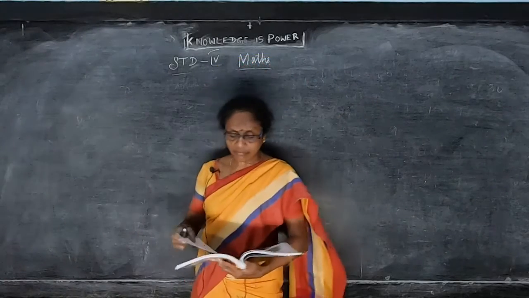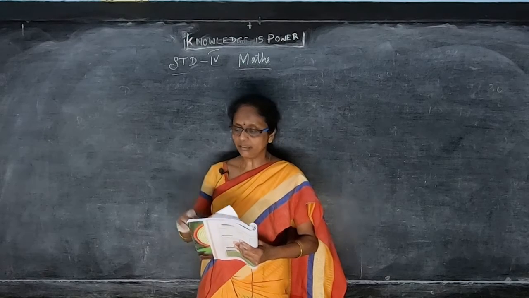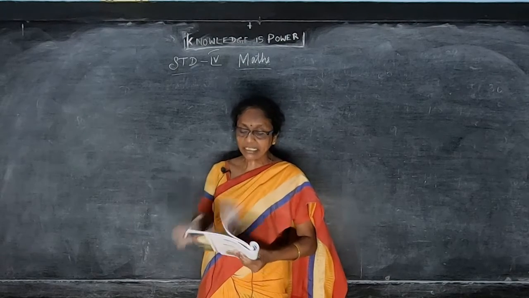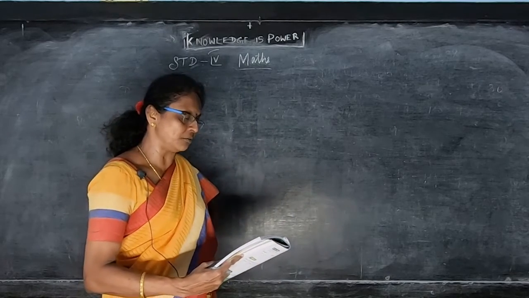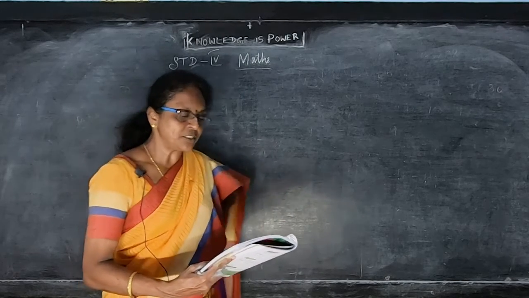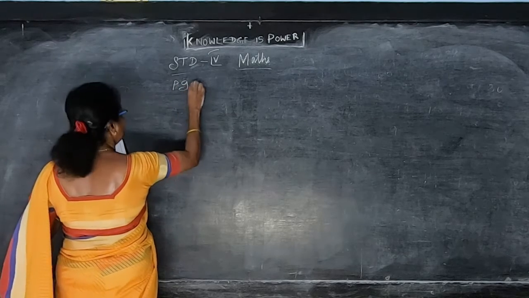Okay children, now we will continue the next sum. In this we are going to check if a number is a multiple of 9. So that is the sum we are going to see now. Cast out the digit 9 from a given number to check if it is a multiple of 9, page number 43.